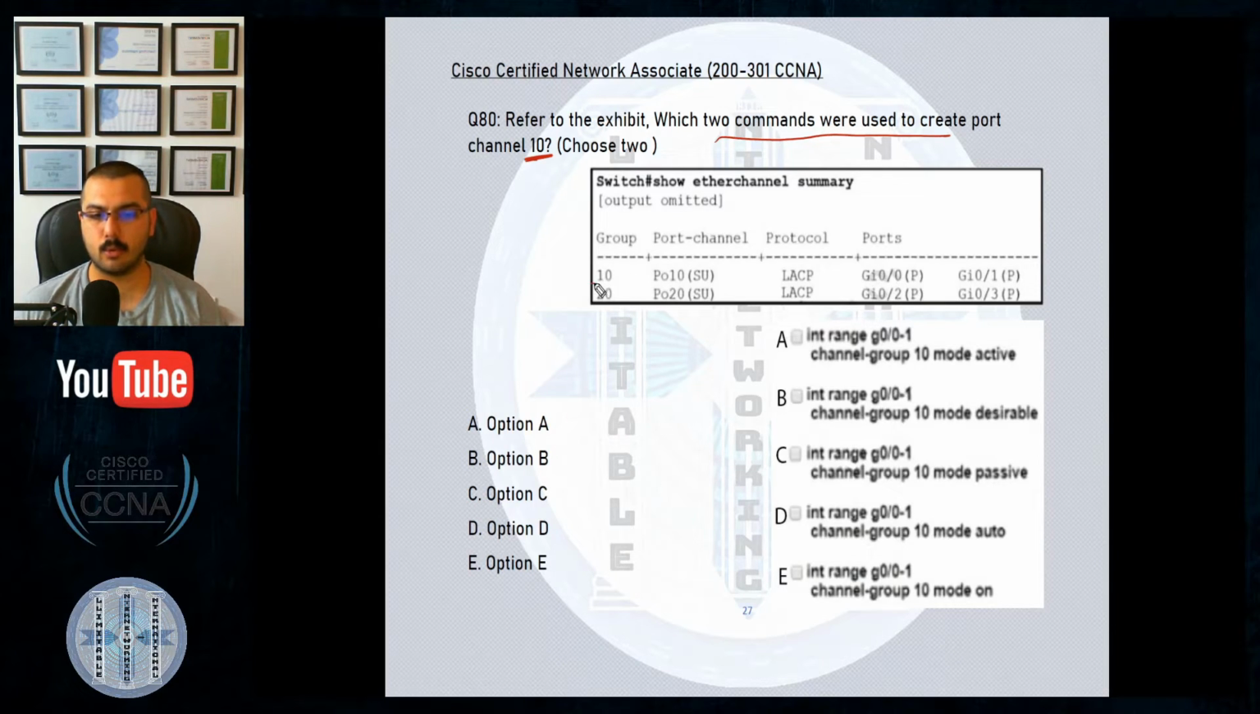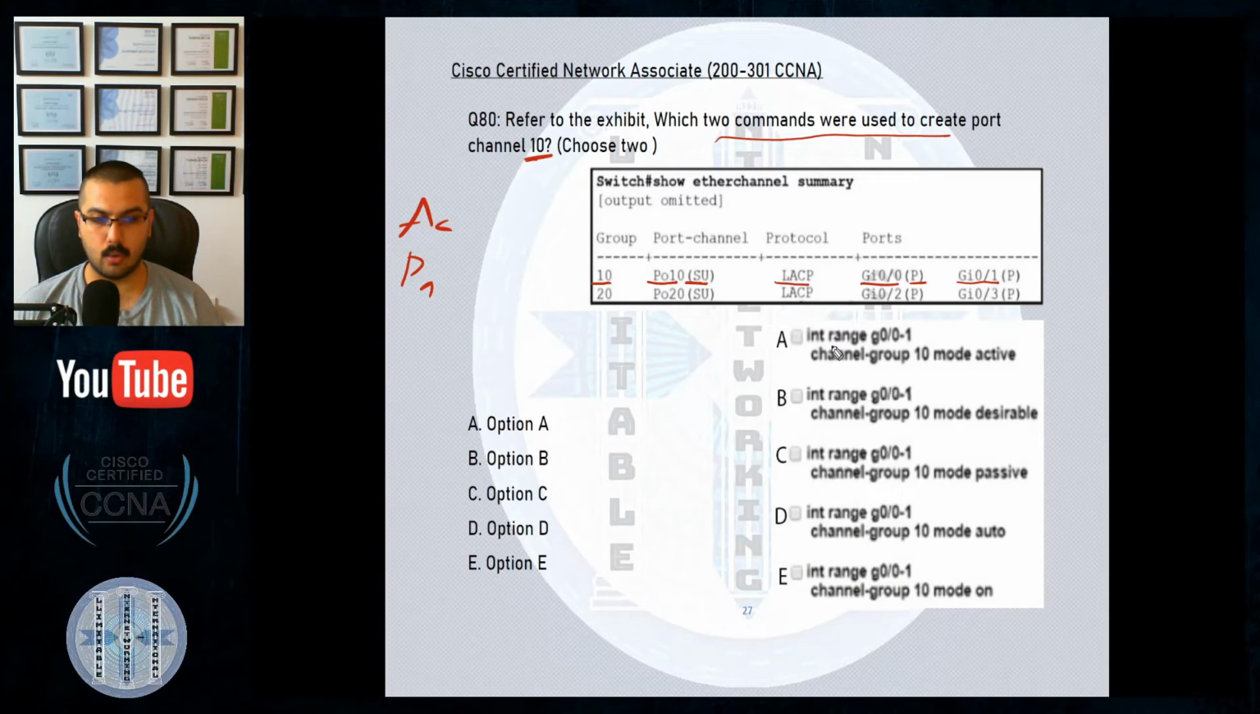Okay, let's see. This is group 10. This is port channel 10. This is operating on layer 2 using switches. The protocol is LACP, so the commands are either active or passive for the ports to become LACP. And the included interfaces were 0/0 and 0/1, and they are participating.